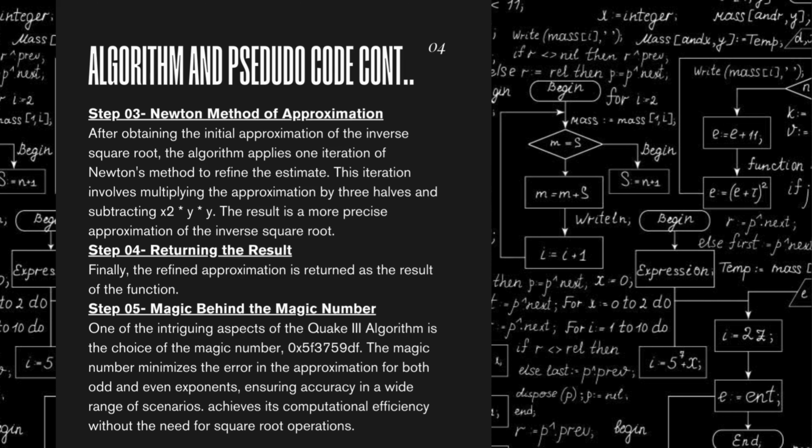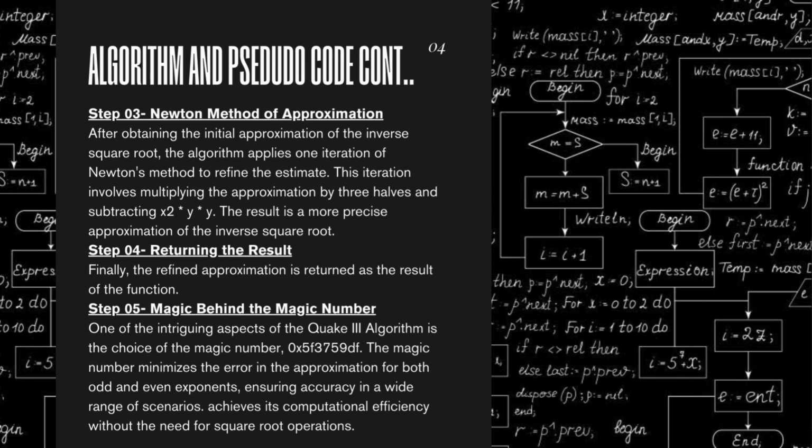After obtaining the initial approximation of the inverse square root, the algorithm applies one iteration of Newton's method to refine the estimate. This iteration involves multiplying the approximation by threehalfs and subtracting x2 times y squared. The result is a more precise approximation of the inverse square root. Finally, the refined approximation is returned as the result of the function.